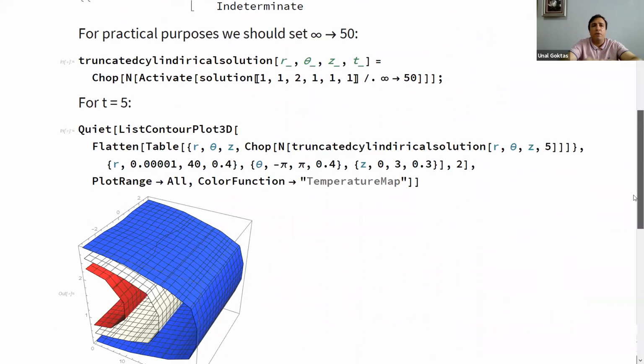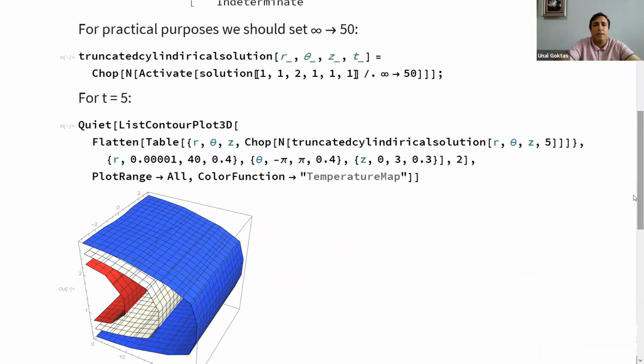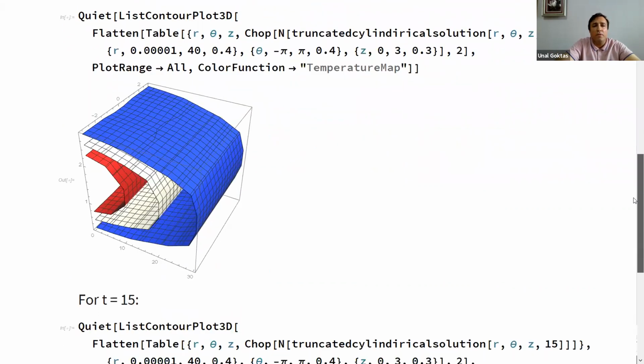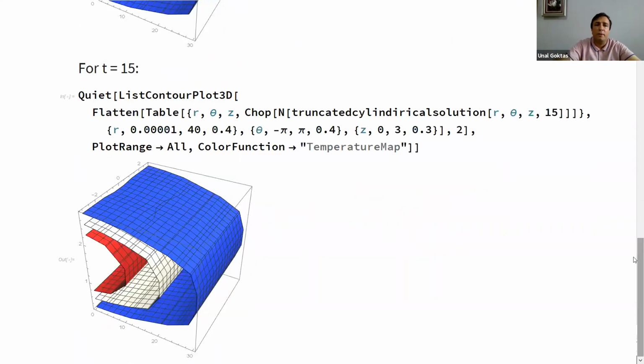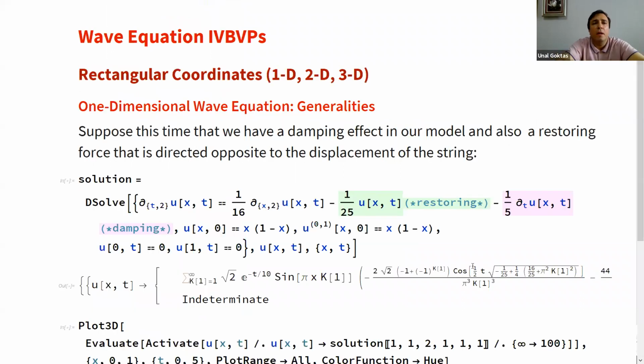And if we plot for t equals 5, then the plot will be looking like this. And for t equals 15, the plot will also look similar, with very slight difference. Okay, this covers the heat problems, and now we are ready to start with wave problems.